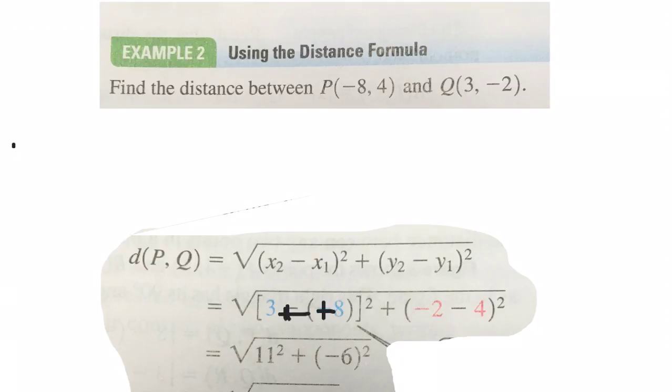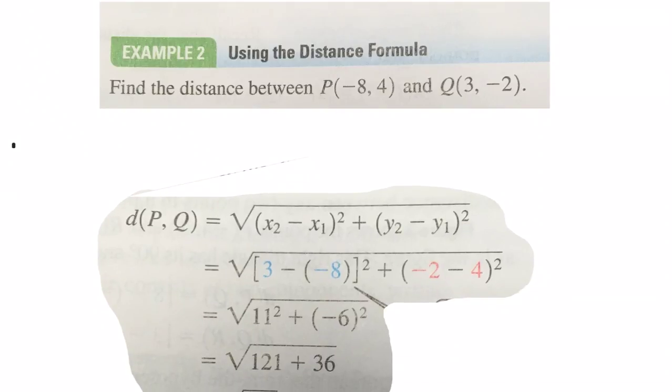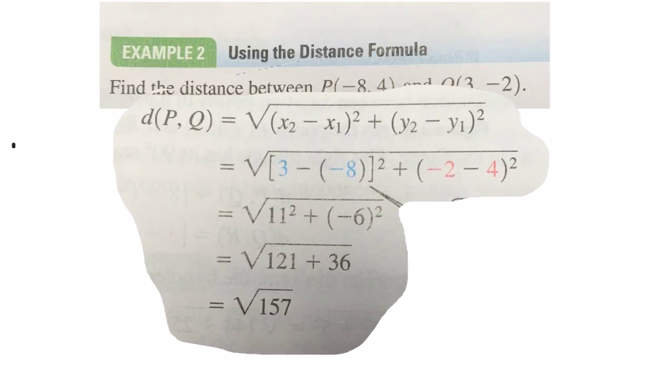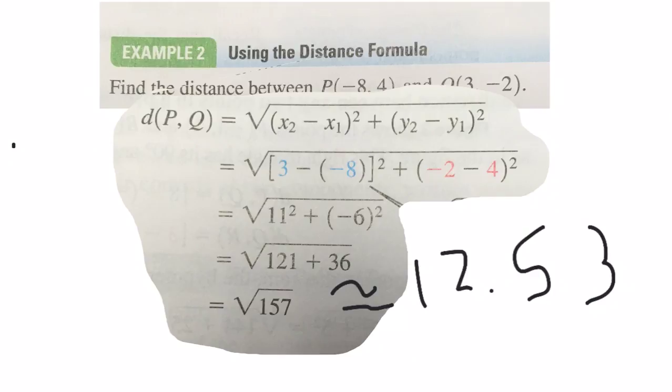So it'd be 3 plus 8, which is 11 squared. And then negative 2 minus 4, which would be negative 6 squared. Now, 11 squared would be 121. Negative 6, since the negative's in the parentheses, when you square it, it'd become positive, so it'd be positive 36. So square root of 121 plus 36. Add those up, you get the square root of 57, which is approximately 12.53. So the distance is approximately 12.53 units.